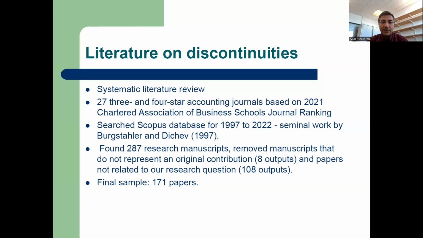We found 287 research manuscripts, and we removed those that do not represent an original contribution, for example, discussion papers and review papers. We also removed papers that are not related to our research question, which is whether earnings management is responsible for discontinuities. So we removed 108 further outputs. For instance, papers doing a discontinuity regression and other irrelevant papers have been removed. So the final sample is 171 papers.